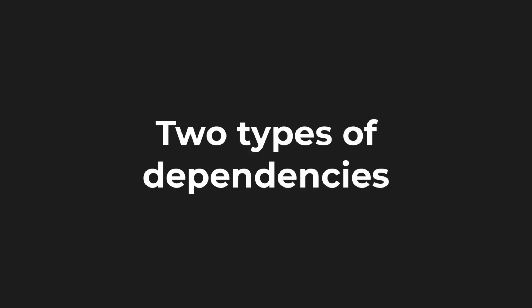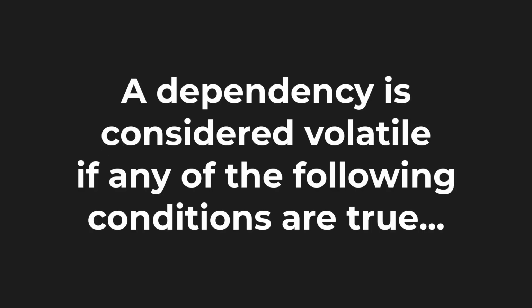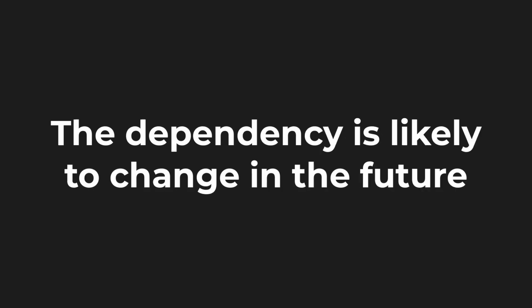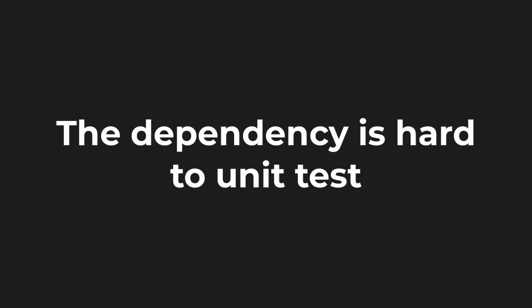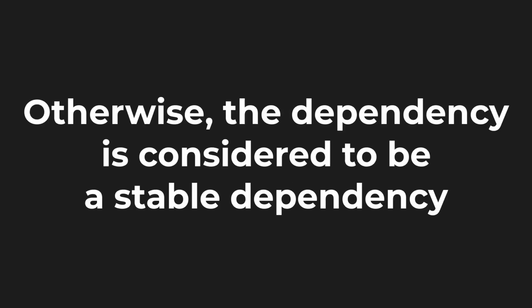In this video, we're going to talk about the two types of dependencies: volatile dependencies and stable dependencies. A dependency is considered volatile if any of the following conditions are true. The dependency doesn't exist yet. The dependency is likely to change in the future. The dependency is hard to unit test. Or the dependency contains non-deterministic behavior. Otherwise, the dependency is considered to be stable.